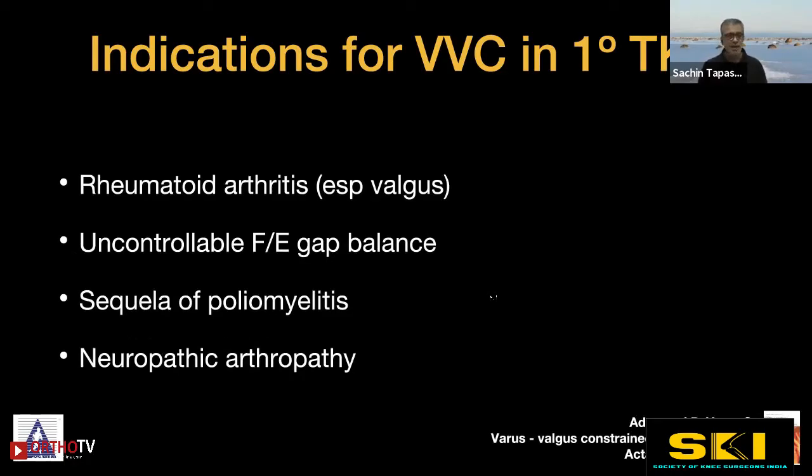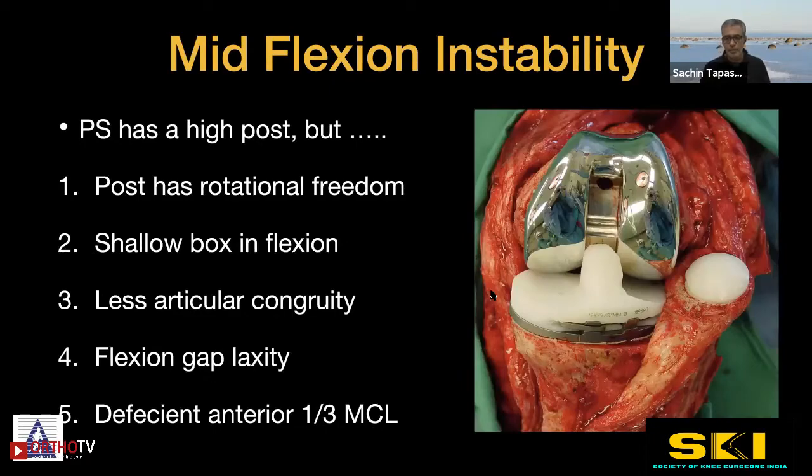And these are some uncommon indications where you have rheumatoid arthritis, especially in valgus, neuropathic arthropathy, poliomyelitis, or an uncontrollable flexion extension gap balance. These will be uncommon indications for the same.